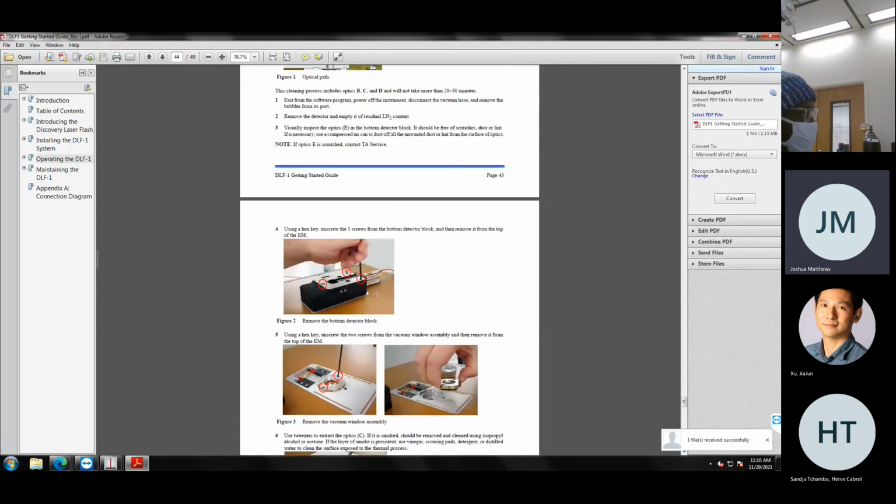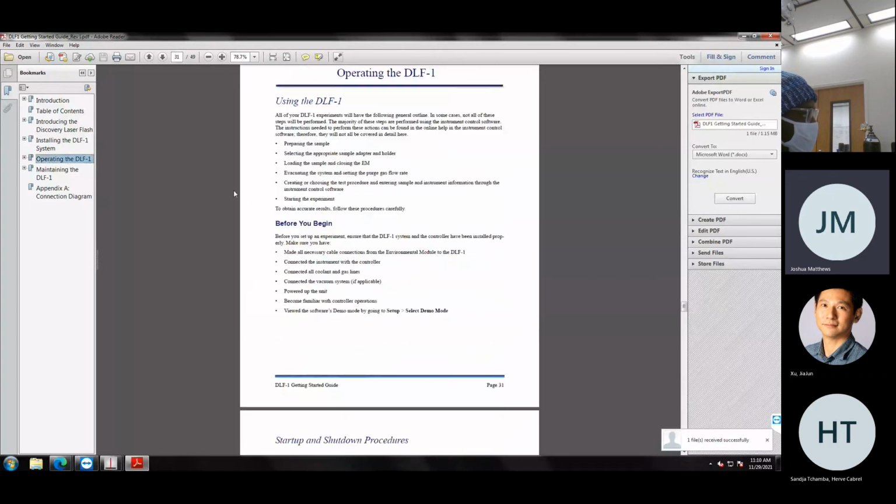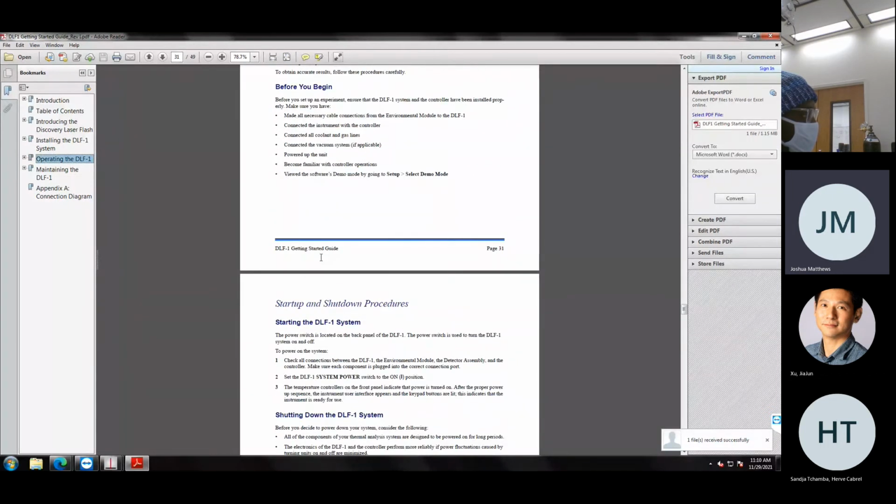Make sure you prep your sample well, as well as your furnace. It's very important that you evacuate the furnace, especially if you have materials that oxidize. So you need to evacuate and then backfill. The instructions are in here. The first few times that you run the instrument, go through this. I know it sounds silly, but read through this before you start, because you could damage the instrument.